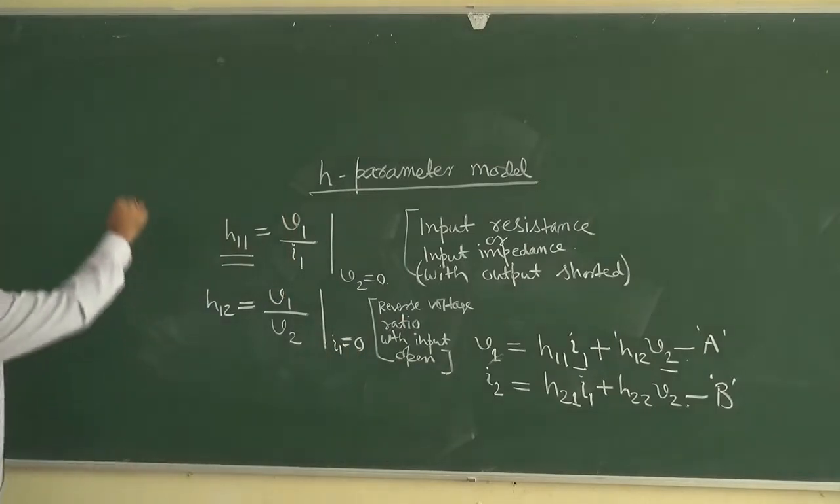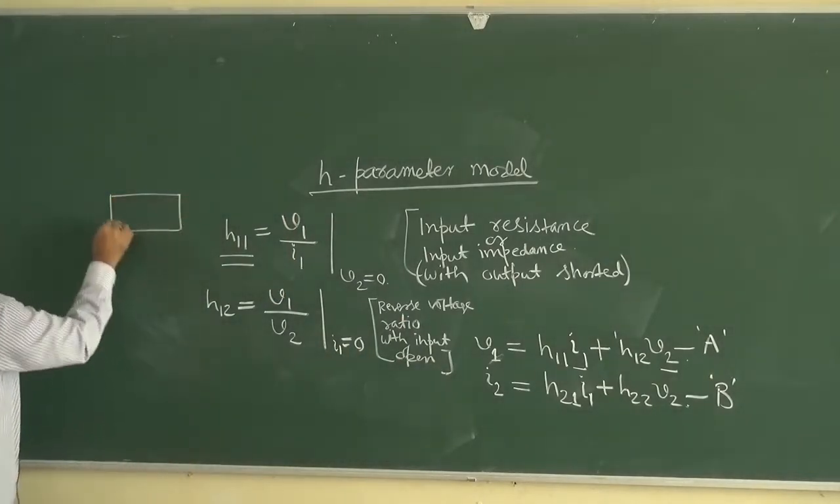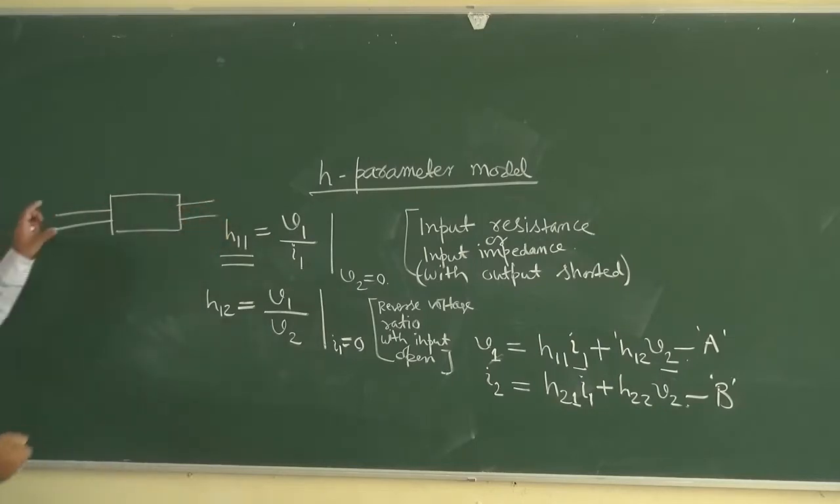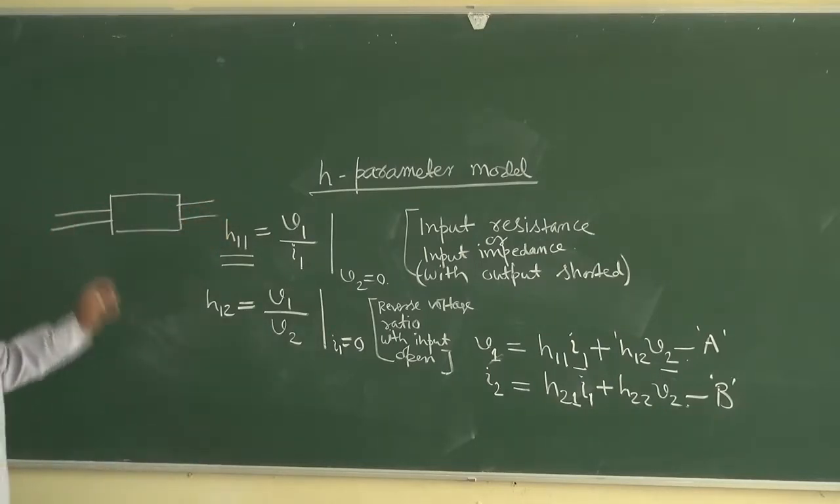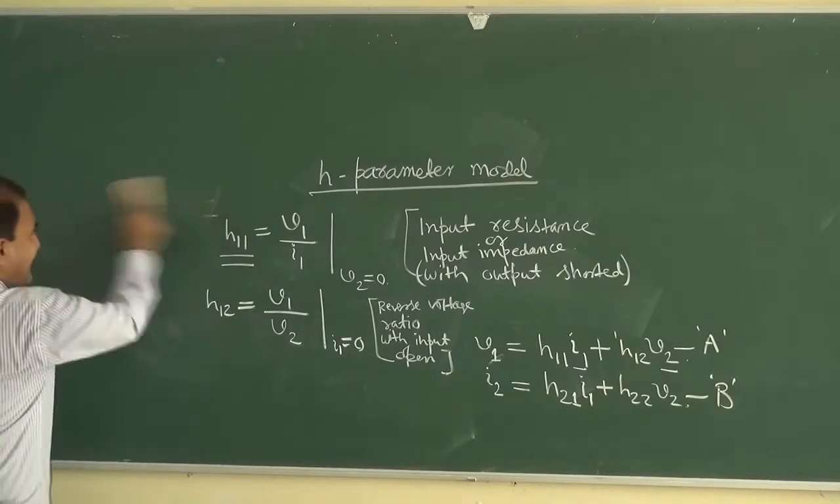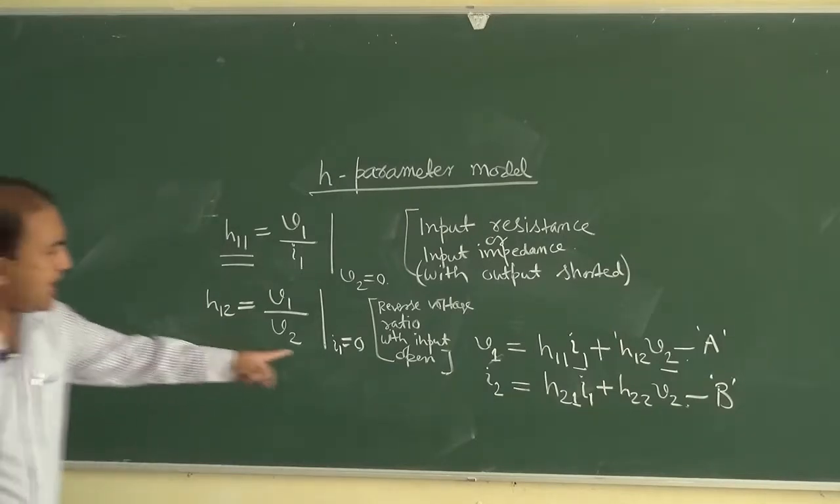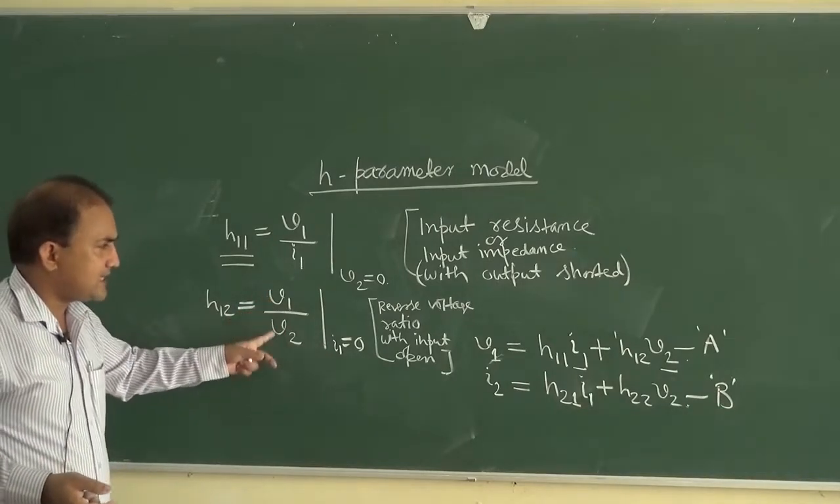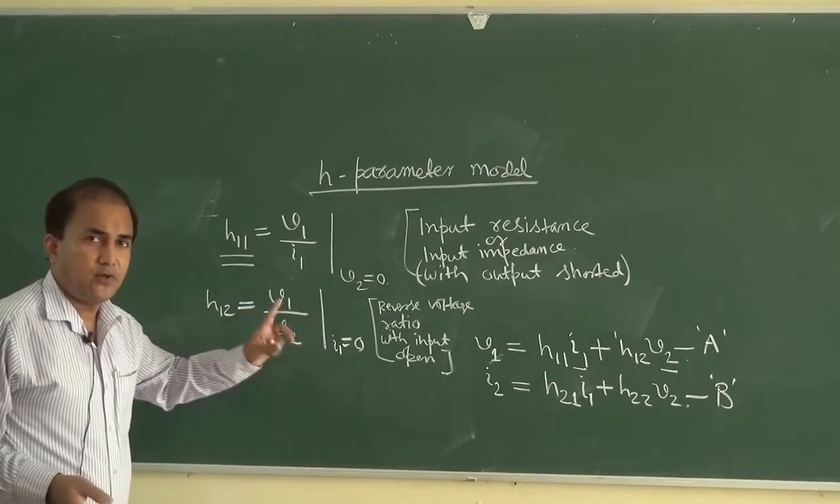So suppose when the input terminals are open, then in that case the current I1 is equal to 0. So it is reverse voltage ratio with input open.